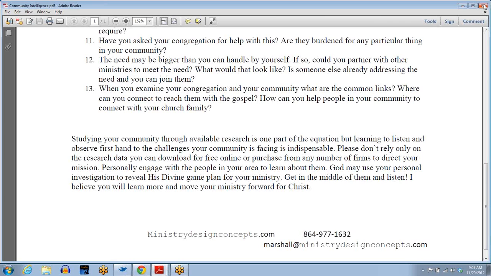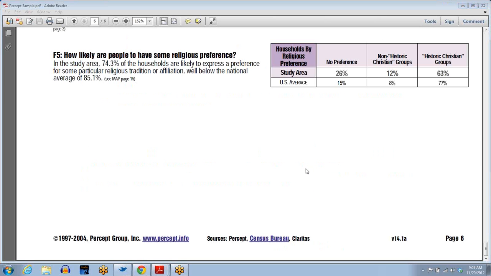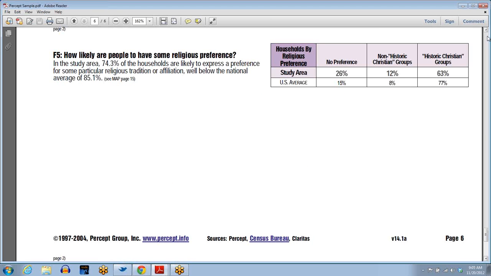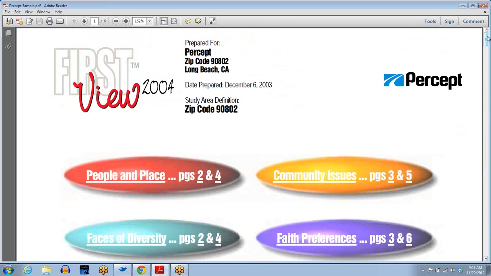Now, there are two other documents that I want to show you, and one here is that of the Percept Group. Let me go back up to the top here to start. This is a document that will help you. It costs about $85 as of the date of this recording. That can go up or down, and they can run specials, but it's probably going to be $100 or less in the near future.